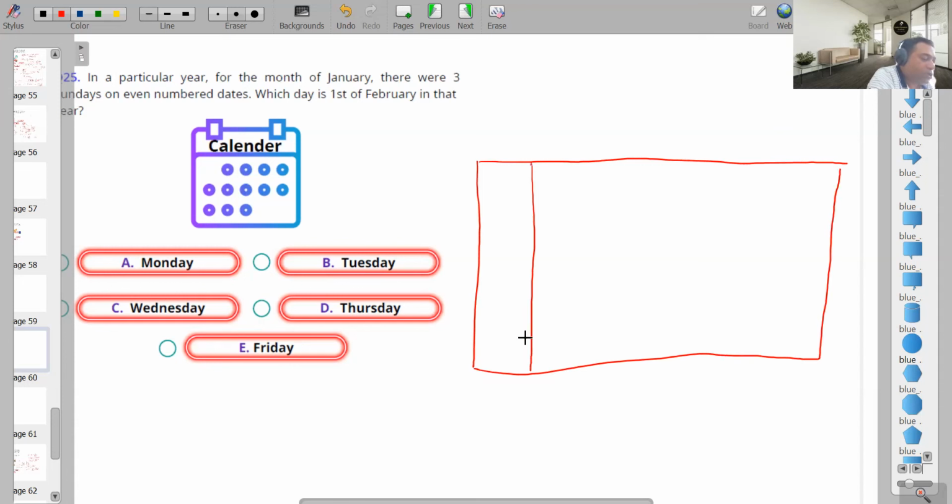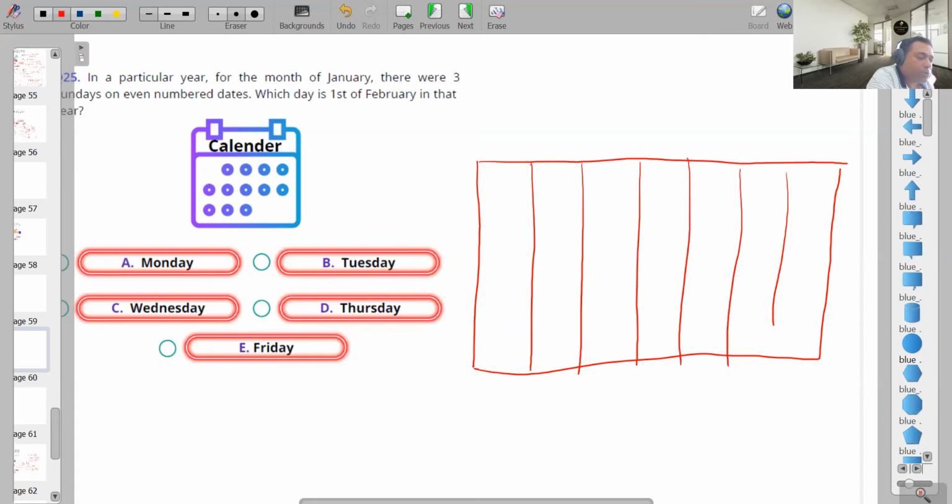January, as we all know, has 31 days. We'll start the calendar with Sunday, then Monday, Tuesday, Wednesday, Thursday, Friday, and Saturday.